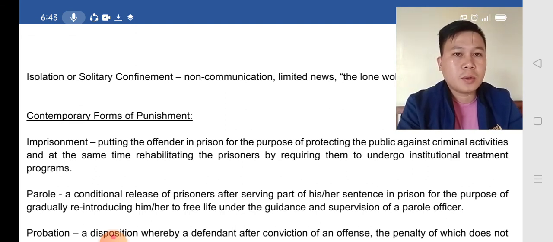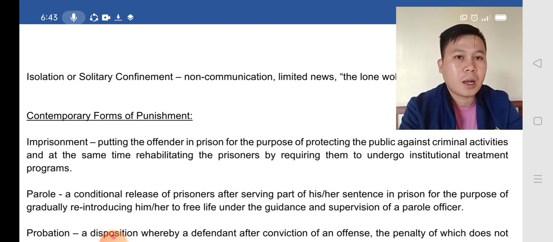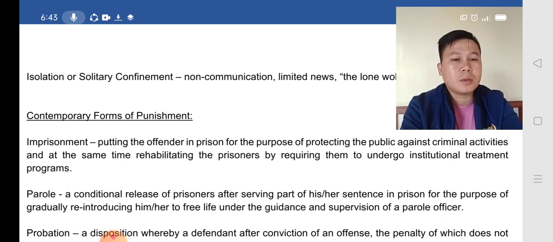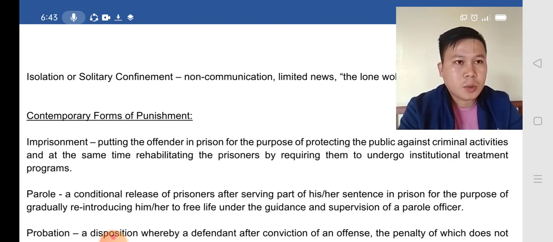In order for us to hinder or prevent criminal individual to do a certain crime, for example, parating nagnanakaw, so we are going to put that person into prison. And at the same time, rehabilitating the prisoners by requiring them to undergo institutional treatment programs. So, ang rehabilitation, may mga programs nila dyan kung saan may mga penal institution na while serving their sentences, nasa lugar sila ng facility is nakakapagtrabaho pa rin sila.